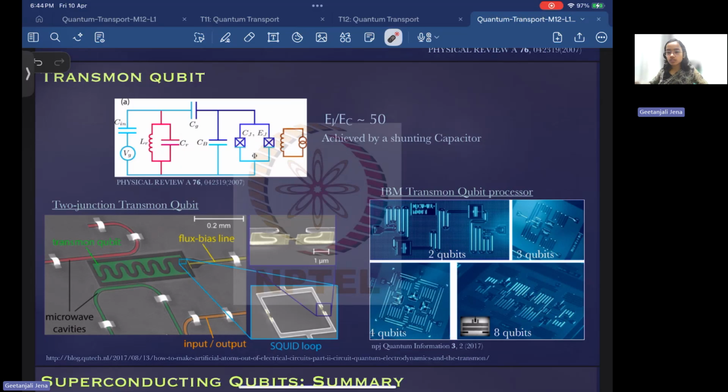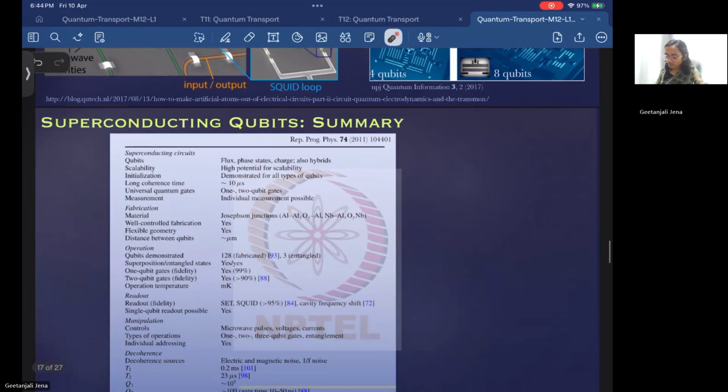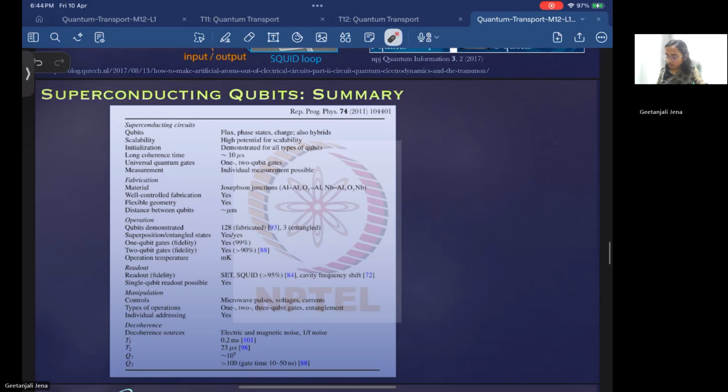So this is all about the superconducting qubit, and what are the issues there in the superconducting qubit? What are the different types of superconducting qubits? Now let us see the gated quantum dot based qubit. Okay.